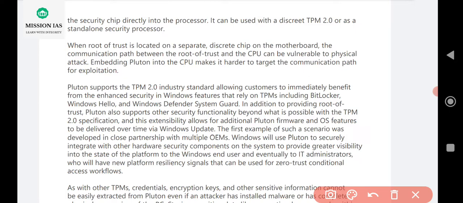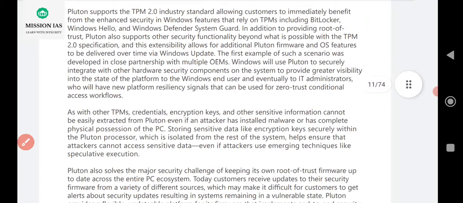When the root of trust is located on a separate discrete chip on the motherboard, the communication path between the root of trust and the CPU can be vulnerable to physical attack. Embedding Pluton into the PC CPU makes it harder to target the communication path for exploitation. Pluton supports TPM 2.0 industry standards, allowing customers to immediately benefit from enhanced security in Windows features that rely on TPMs, including BitLocker, Windows Hello, and Defender, in addition to providing a root of trust.